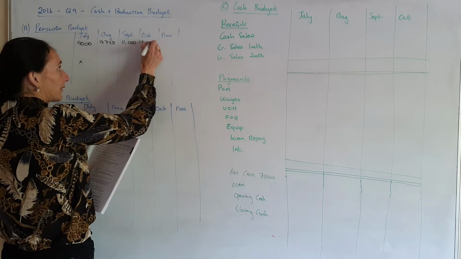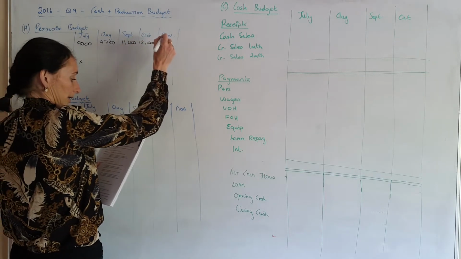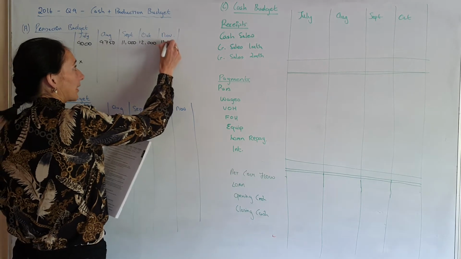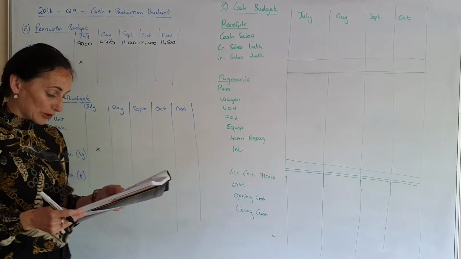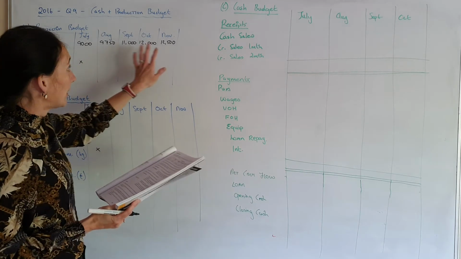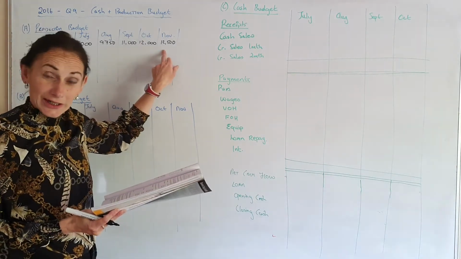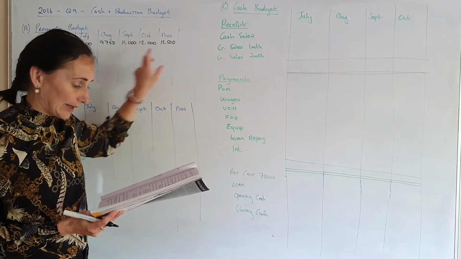October, 12. And November, 12,500. Okay. And the question asks you to do the production budget July to October. I've just put November in there and I'll explain to you in a minute why November's in there.